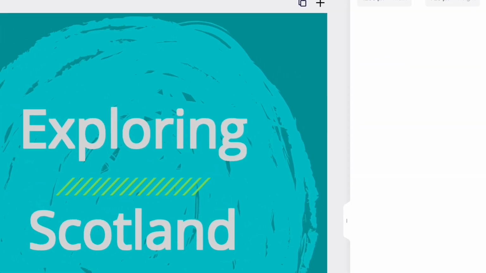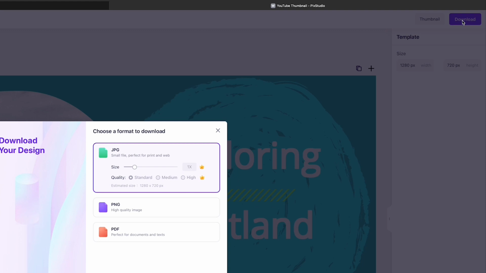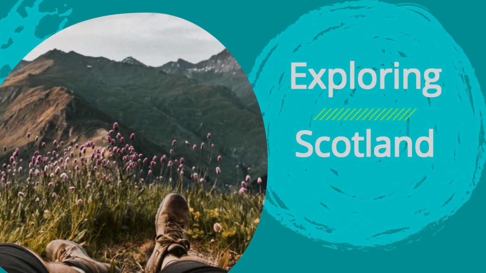Now let's export it. We're going to name this design thumbnail and press download and press download again. And here we have it.